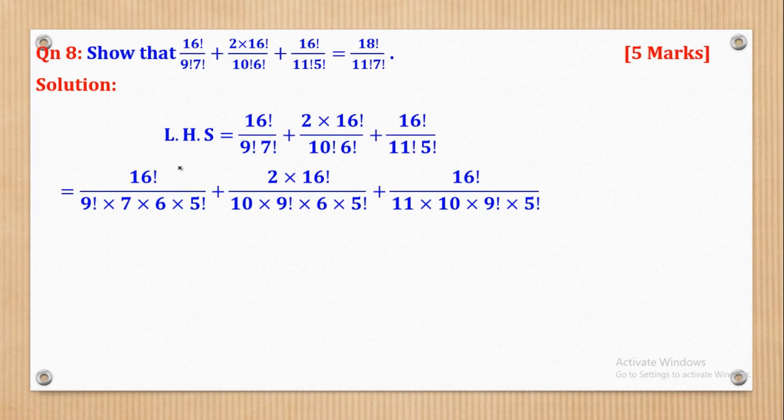So how do we do that? This 9 factorial, you don't tamper with it. But this 7 factorial, we are going to tamper with it by saying it's the same as 7 times 6 times 5 factorial.